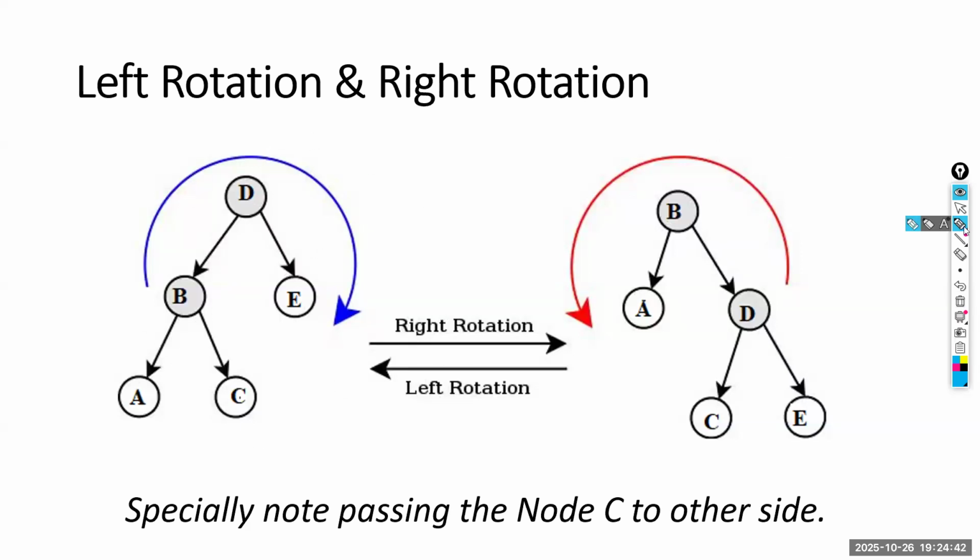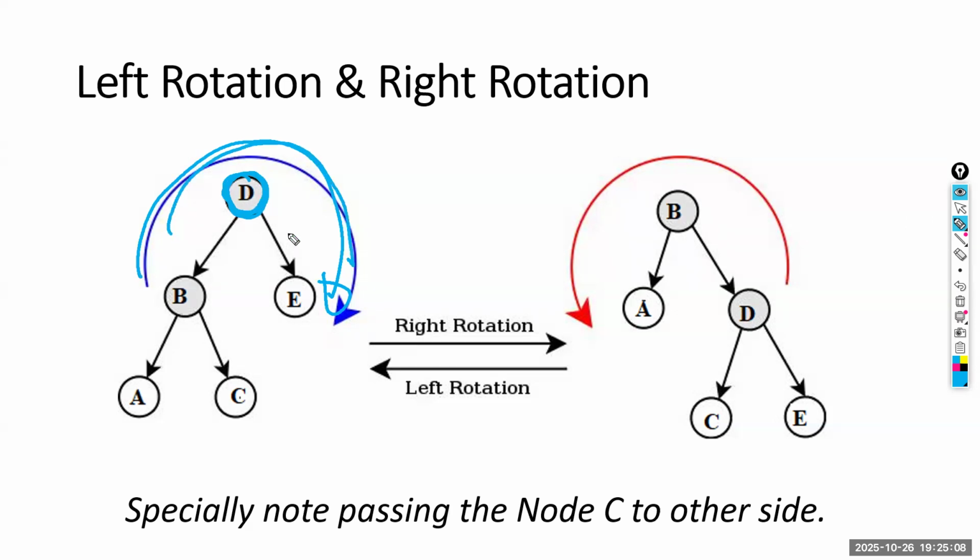So how to do the left rotation? Sorry, how to do the right rotation? Right rotation means we rotate to the right side. So this is how you do it. Let's say we want to rotate at this point. Whenever you do a rotation, you have a pivot point. You rotate on that point. Let's say the pivot point is D and we want to do a right rotation. This is how you do it.